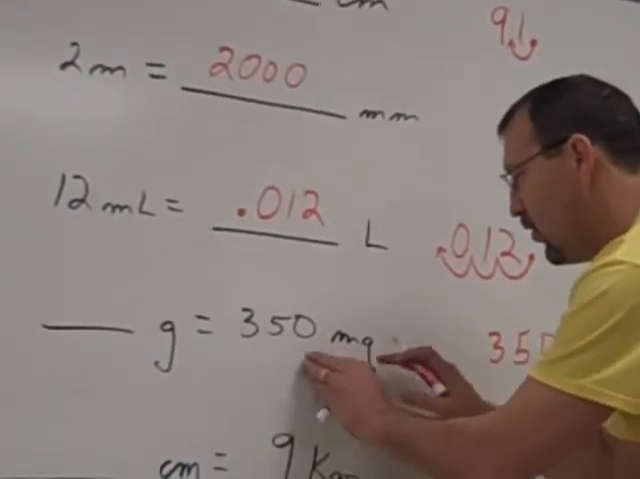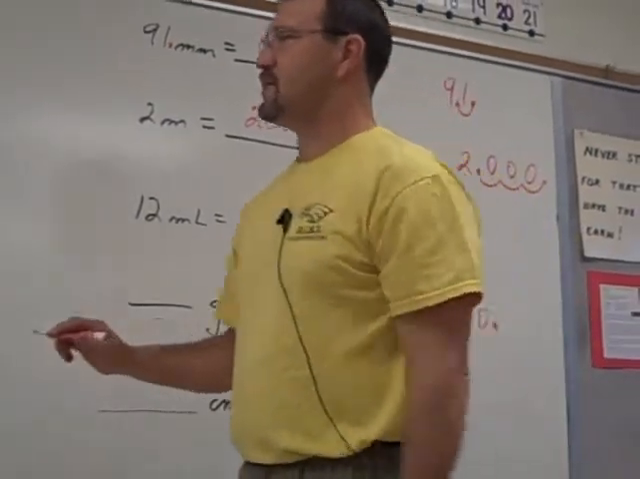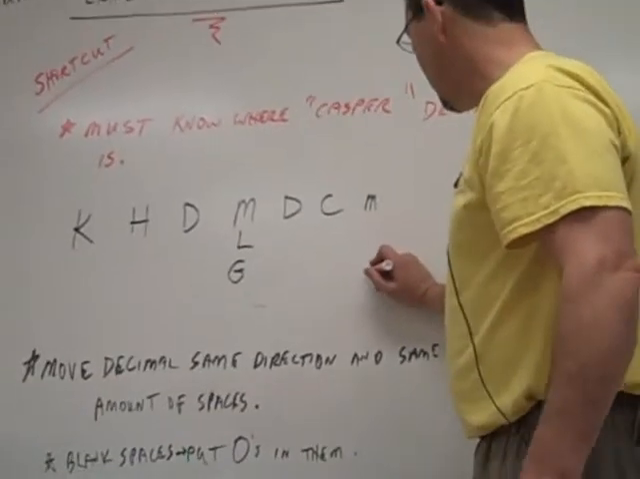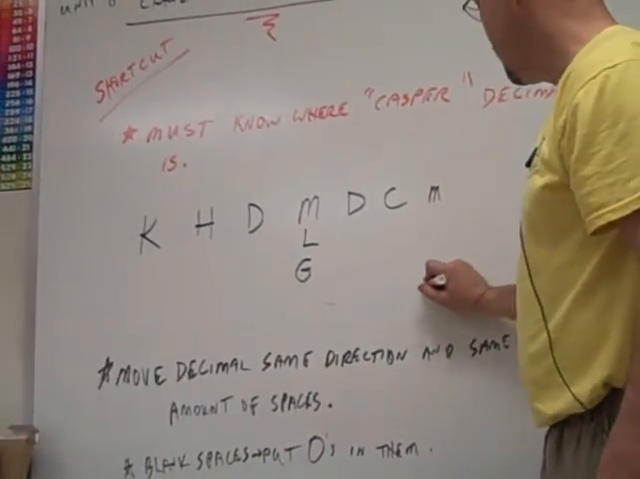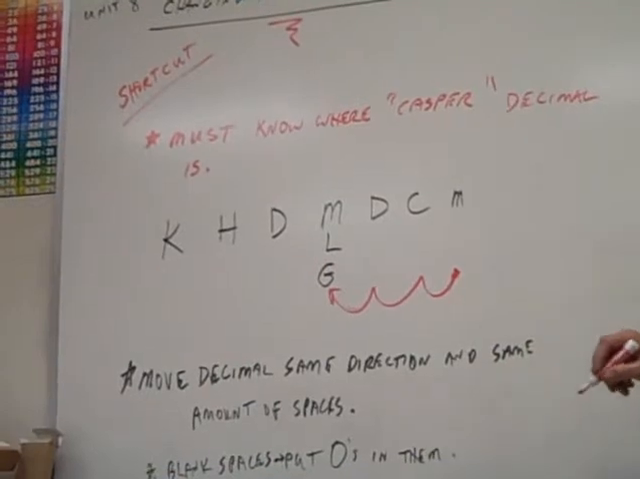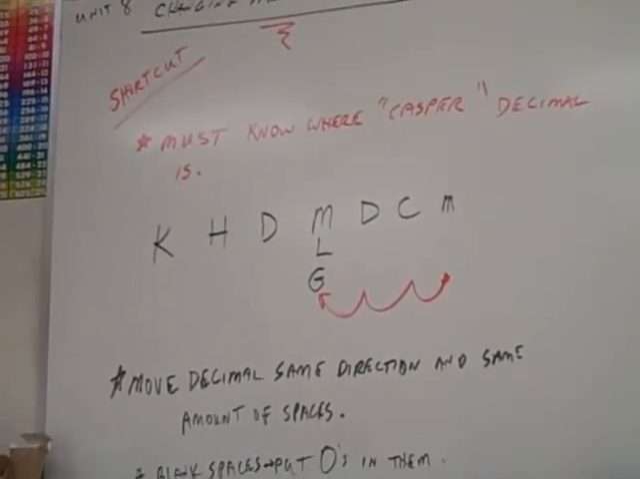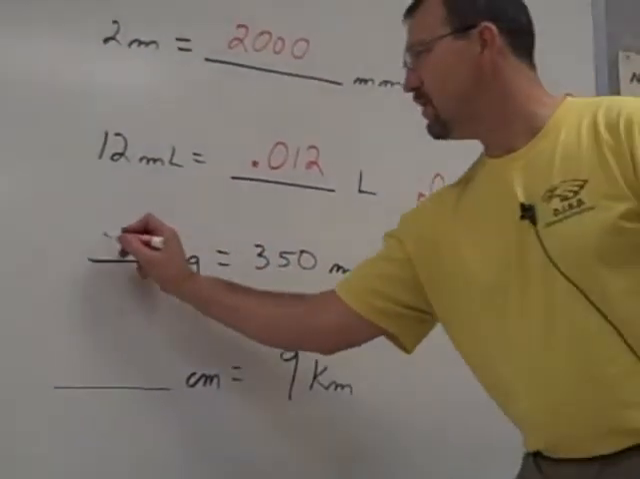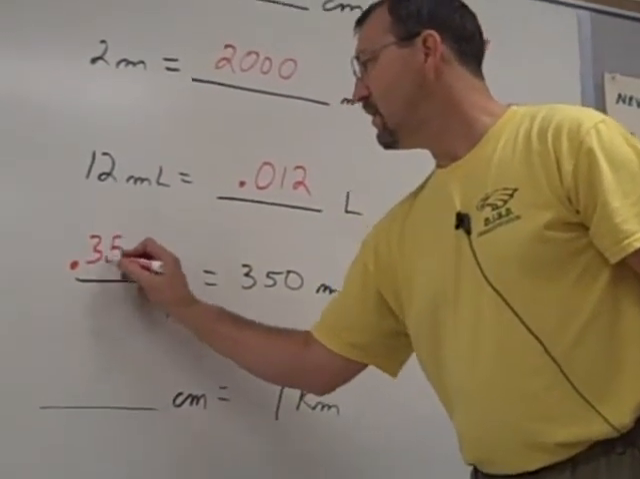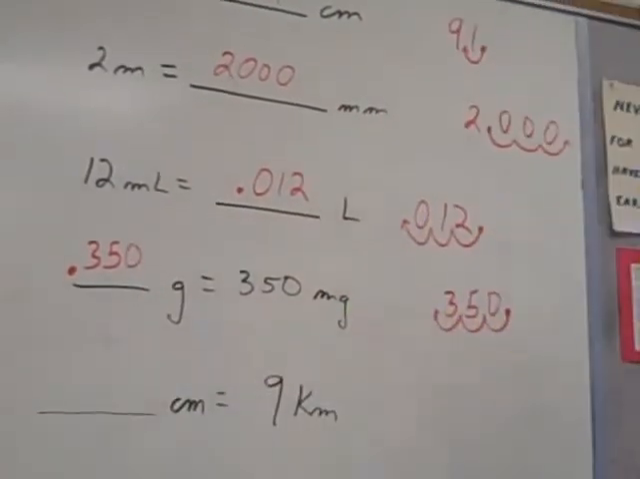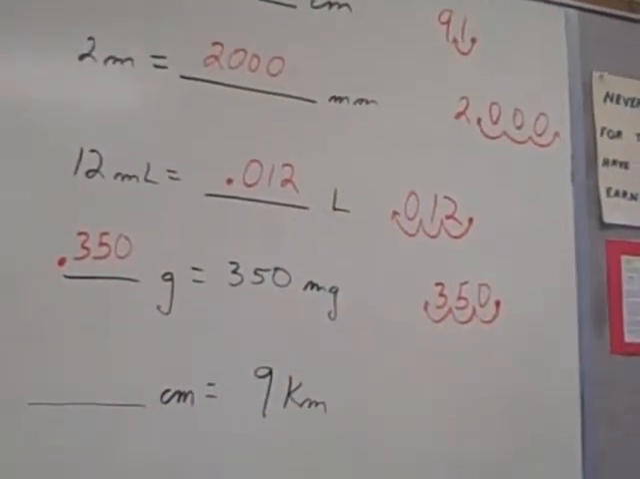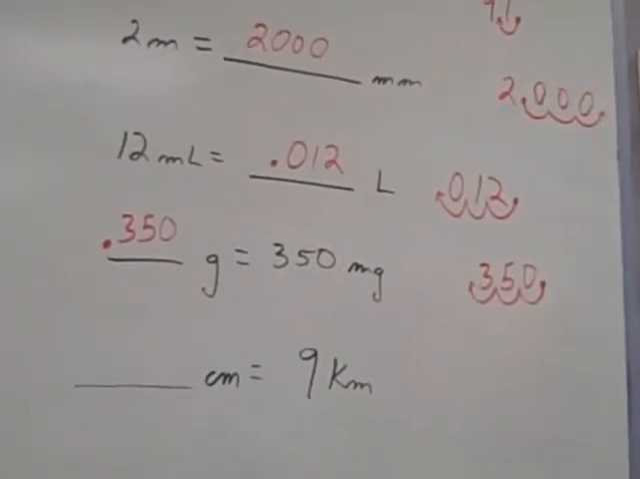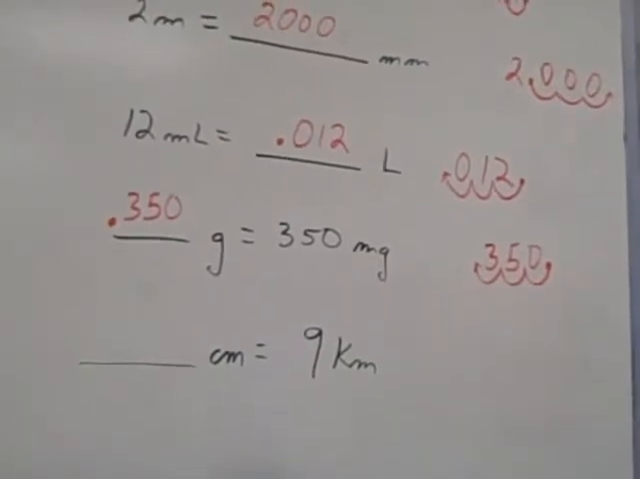I'm starting with who? Milligrams, and going to grams. Where's millis? On the right. Where are we going? To the middle. 1, 2, 3. 0.350. My answer? 0.35, hundredths. You want to put that? That's fine. So 350 milligrams is 0.350 grams. Just go the same direction, the same amount.